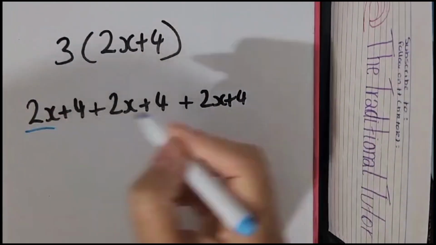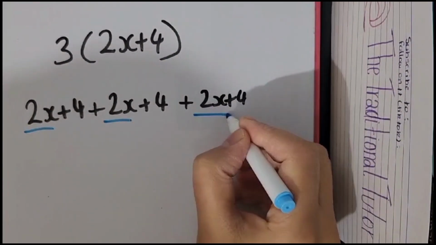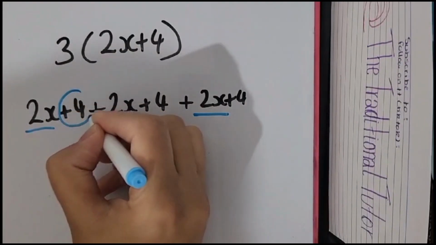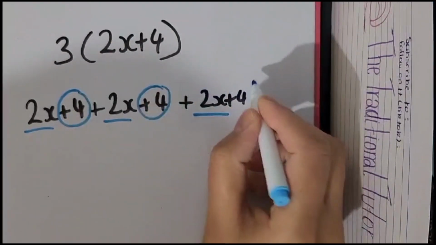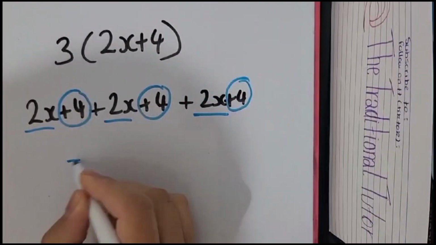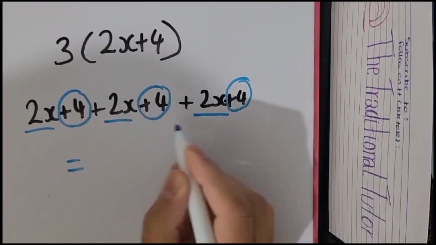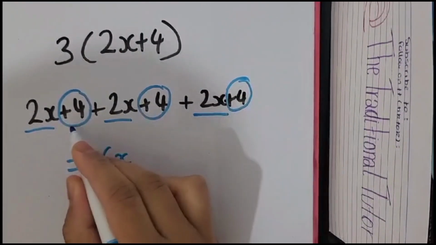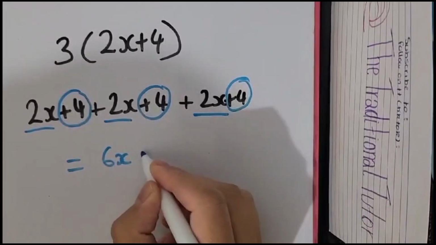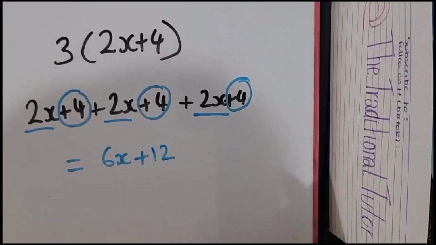Okay, so I know I've got 2x plus another 2x plus another 2x. Then I've got, for numbers, a plus 4, and another plus 4. So I'm going to go ahead and actually collect them. So I've got 2, 4, 6, 6x, and 4, 8, and 12. Okay, so the answer is 6x plus 12.